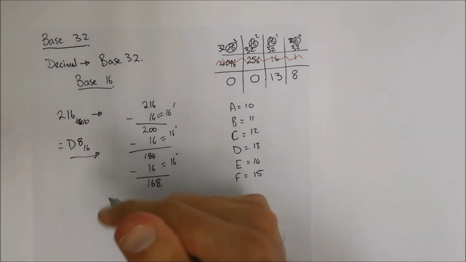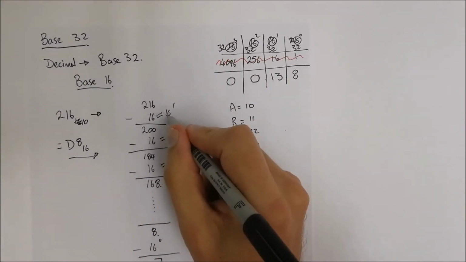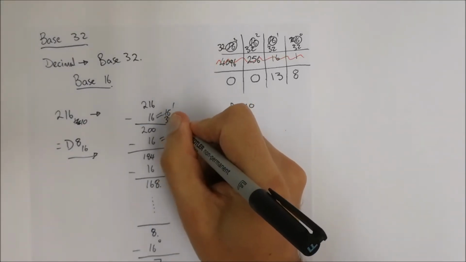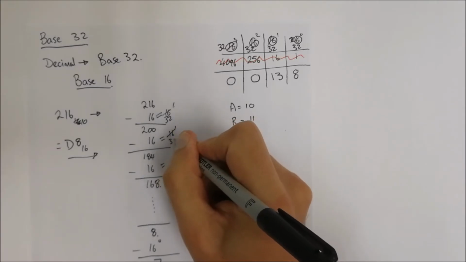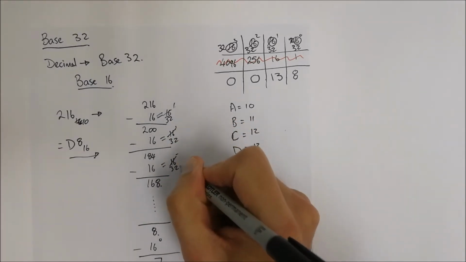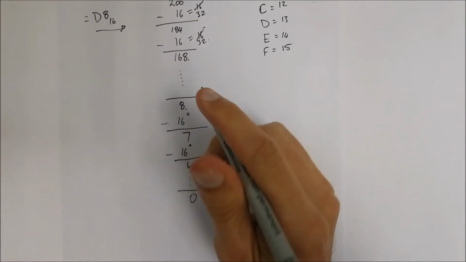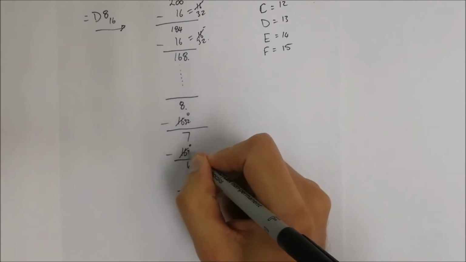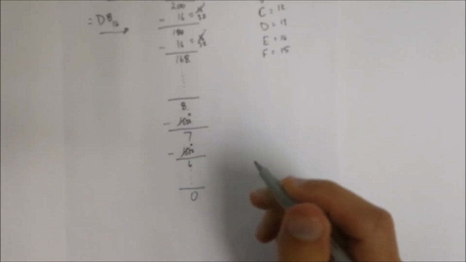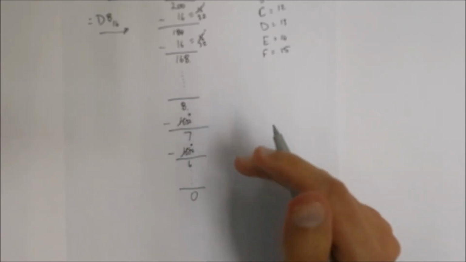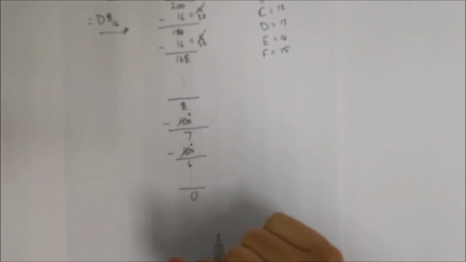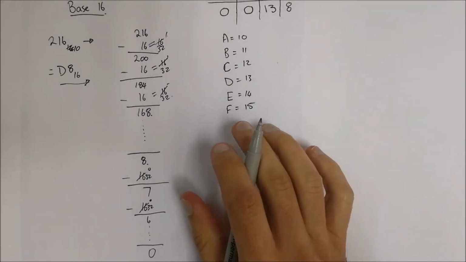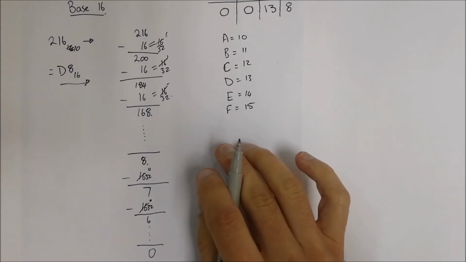Also, when we do these calculations, instead of subtracting 16 to the power of 1, we will now be subtracting 32 to the power of 1. When you come to subtracting the numbers over here, it will be 32 to the power of 0. So we are going to be doing the same process. We're also going to realize that we have some alphabetical characters in our number system.